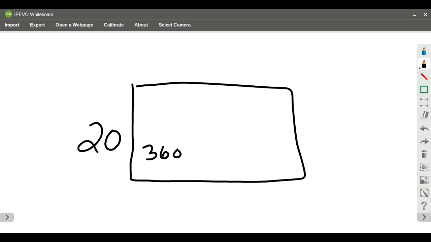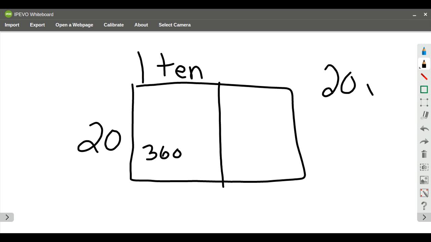Okay, so what I'm going to look at is my number of tens, and then my number of ones. I'm thinking to myself, how many tens can I multiply 20 by to get me near 360? If I multiply 20 by 2 tens, 20 times 20 gives me 400. That's too big. 400 is larger than 360, so I can't do 2 tens. I can only do 1 ten.